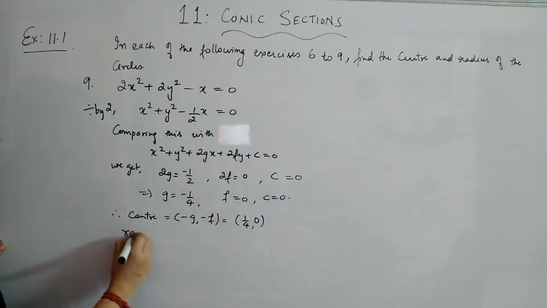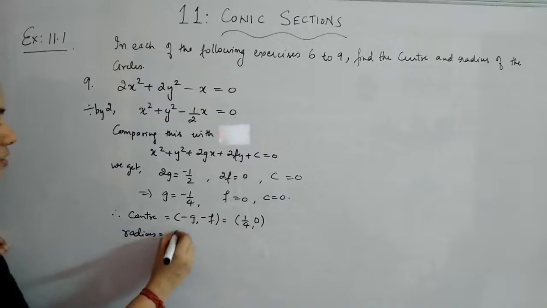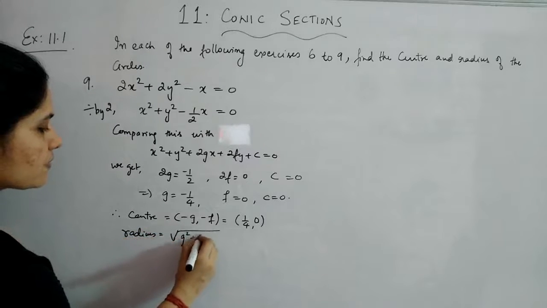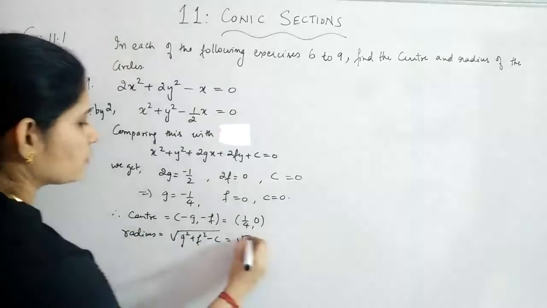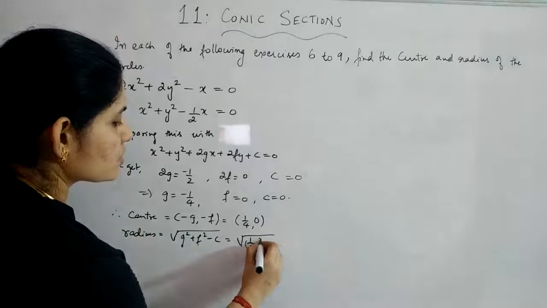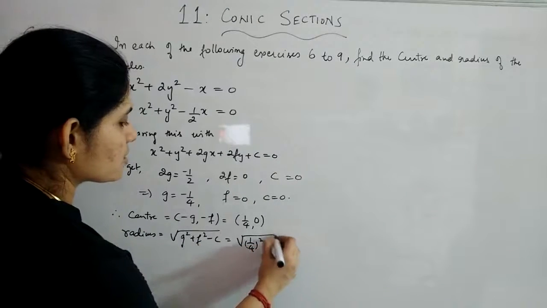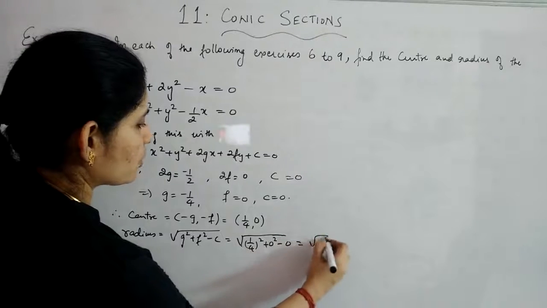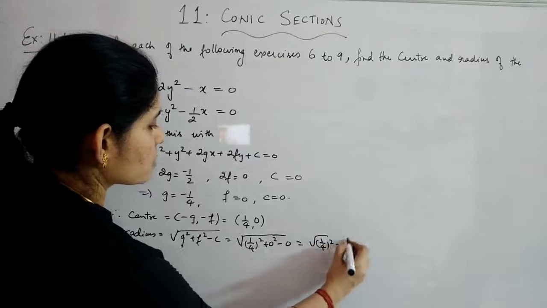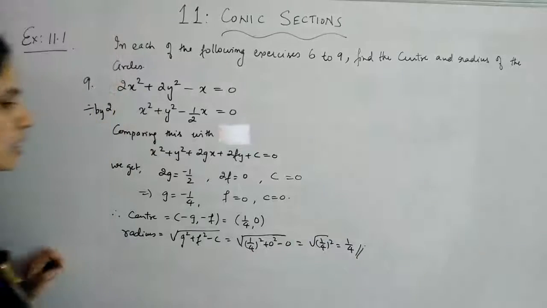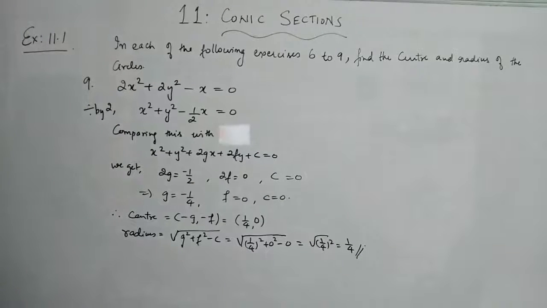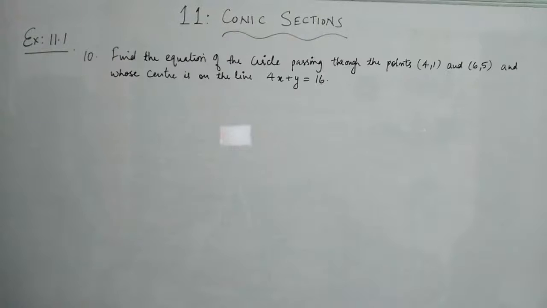Now what will be the radius? Radius is equal to root of g square plus f square minus c, which will give you root of 1 by 4 the whole square plus 0 square minus 0. It's equal to root of 1 by 4 the whole square, which is equal to 1 by 4. So the radius is 1 by 4 and center is 1 by 4 comma 0.